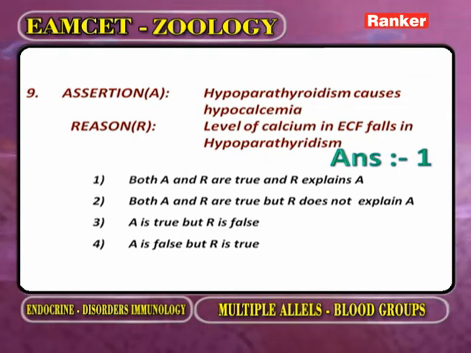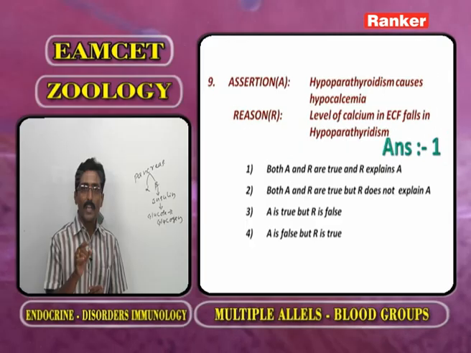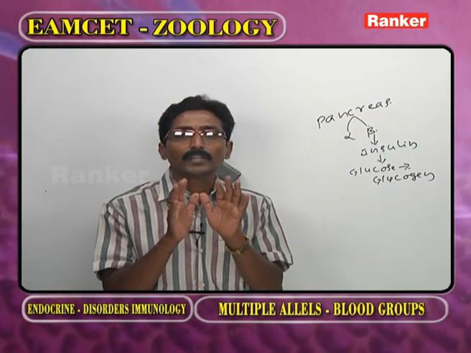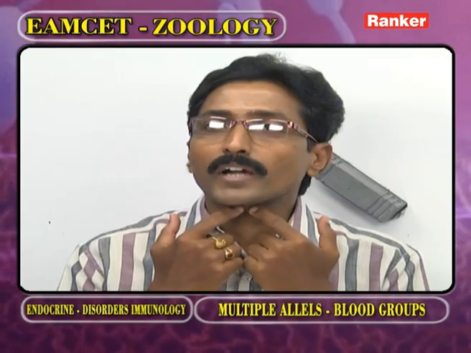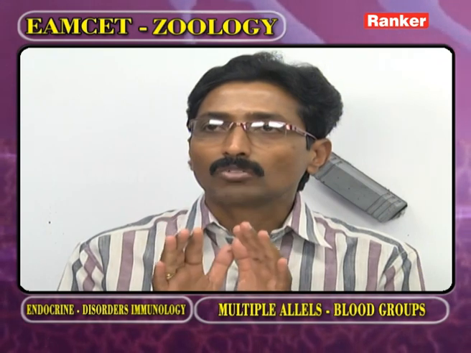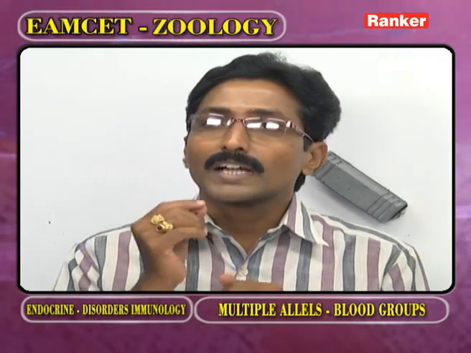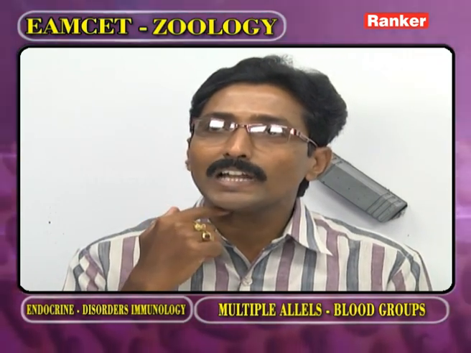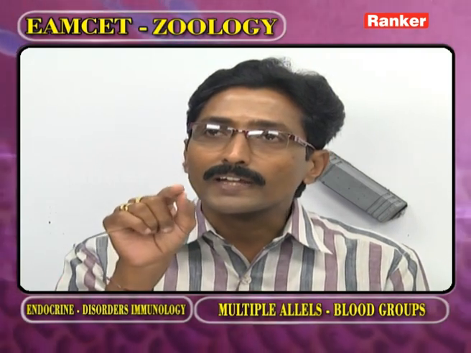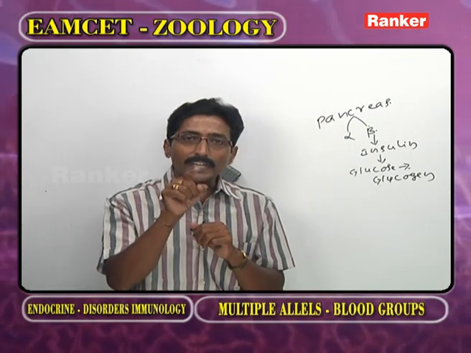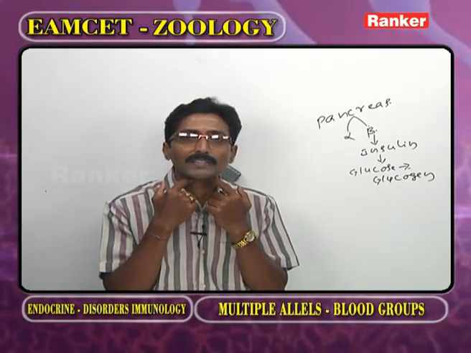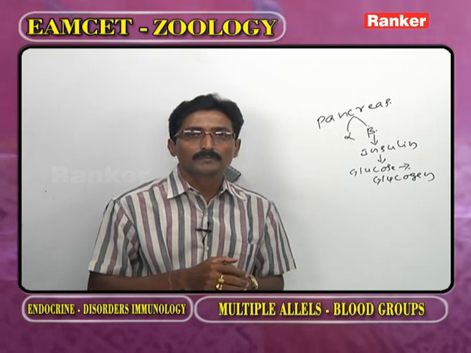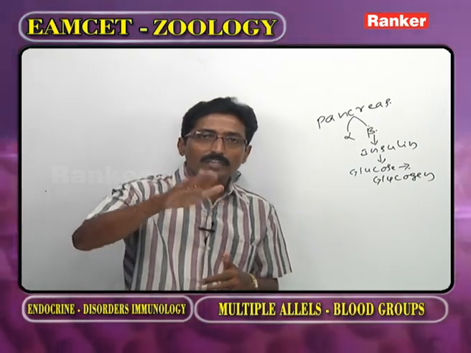Hypoparathyroidism causes hypocalcemia. What is meant by hypoparathyroidism? Suppose the person is suffering from thyroid deficiency. In his body, the thyroid gland is enlarged. Now the patient approaches the doctor. The doctor goes for surgery. While doing surgery for the thyroid gland, the parathyroid glands may be damaged. Or by any means, if parathyroid glands are damaged, the parathyroid glands are unable to release the parathormone. It means the parathormone level decreases.